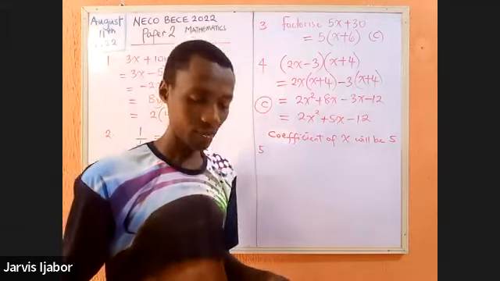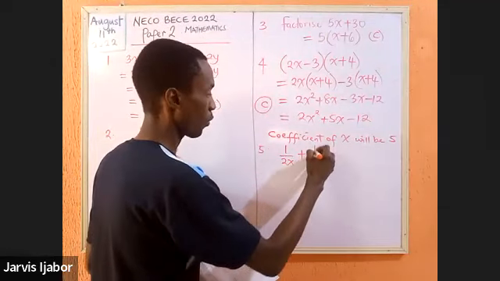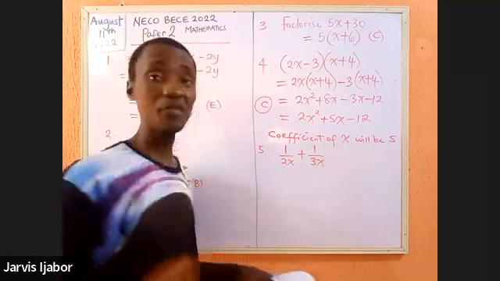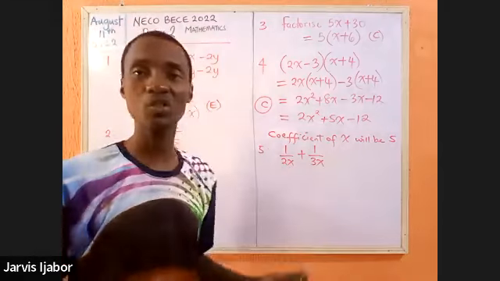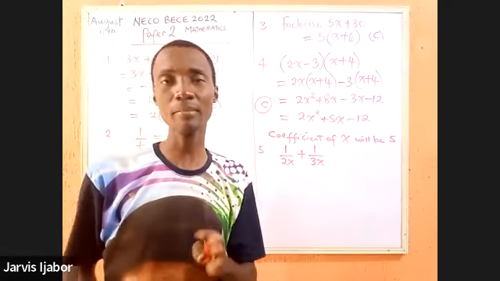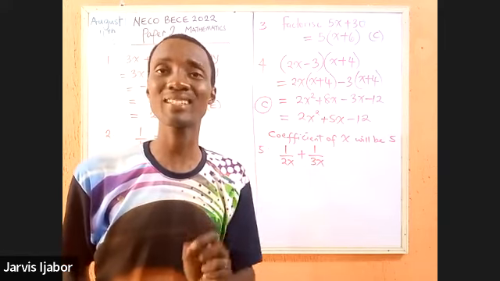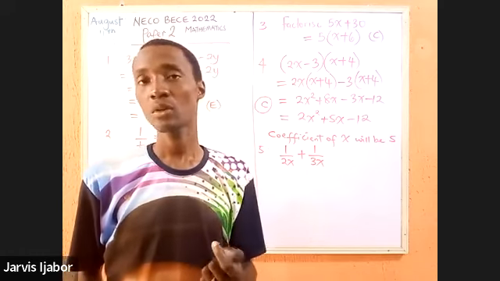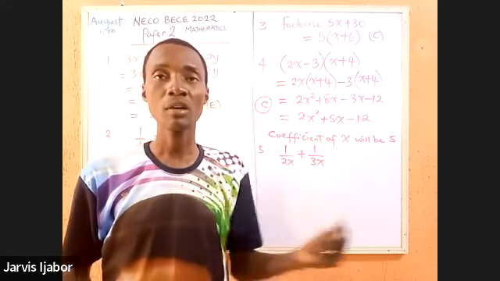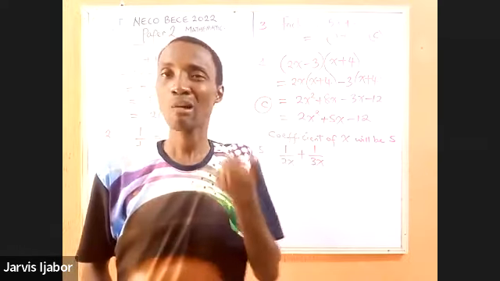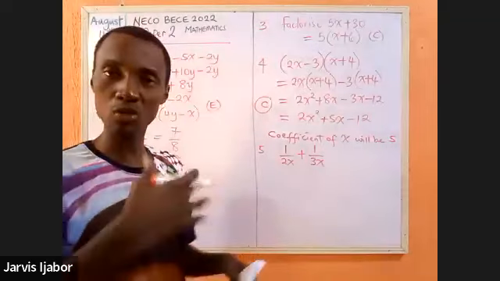It says simplify 1 over 2x plus 1 over 3x. This is another very simple question to handle. Remember that here you need to look for what is called the LCD. Now, LCM and LCD are not different concepts. It's just in terms of usage. We use LCD when we talk about fractions, where the denominators are related by a common multiple. So lowest common denominators will suffice.